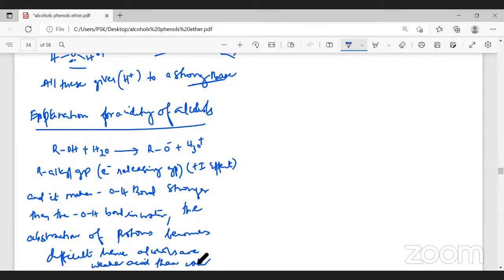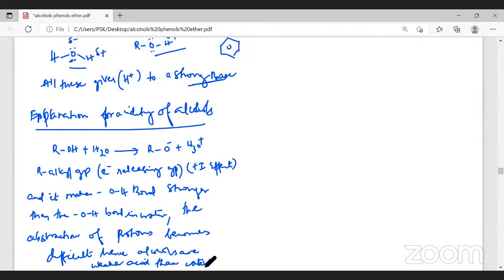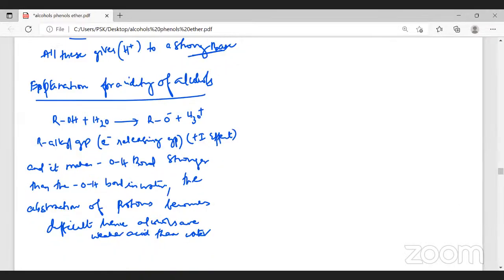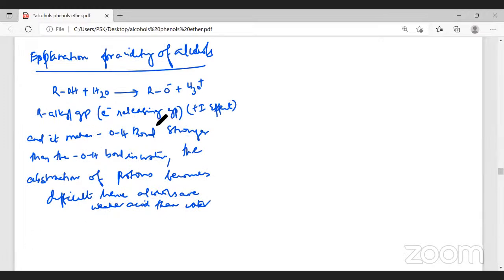We've been learning that water is amphoteric. But here with this explanation, we understand that alcohols are much weaker than water in acidic character. Why? Because an alcohol is represented as ROH, and R is an alkyl group, which is an electron releasing group. If electrons are released towards hydrogen, the OH bond becomes stronger.